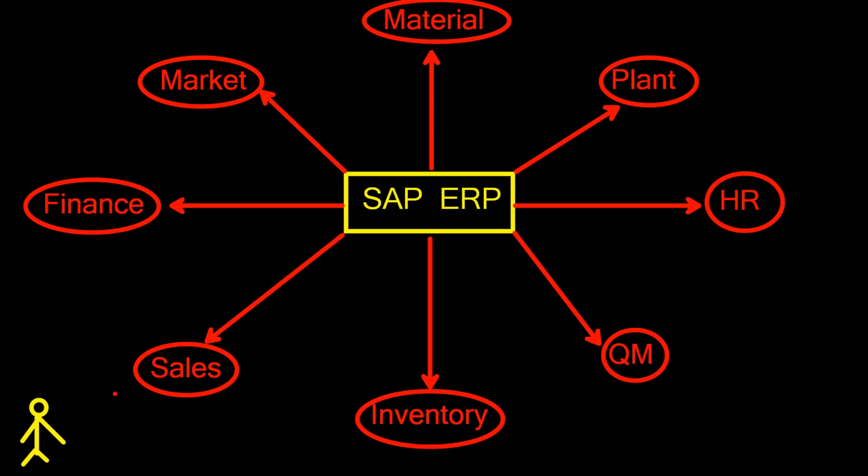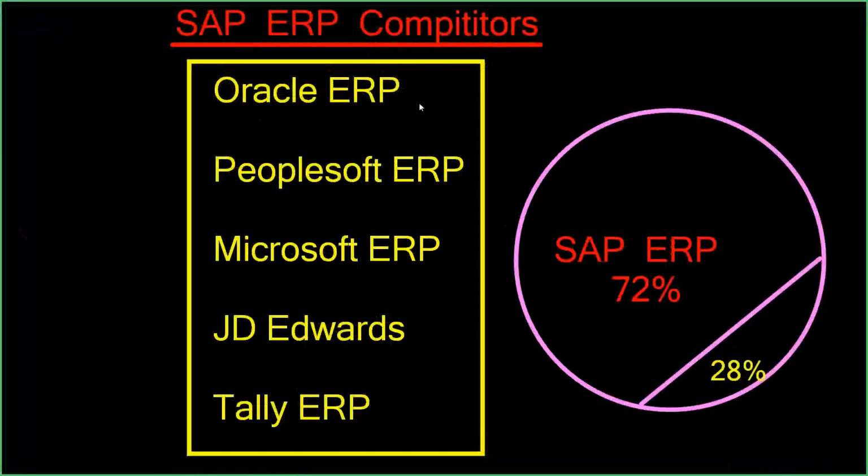So that is SAP ERP. All modules are connected with each other. But what about SAP competitors? Just now we discussed SAP competitors. These are also very big companies. Oracle ERP, Oracle is a very big company. PeopleSoft also. We know Microsoft, we are using its operating systems like Windows 7, Windows 8, Windows 10, 11. JD Edwards and Tally also we know.